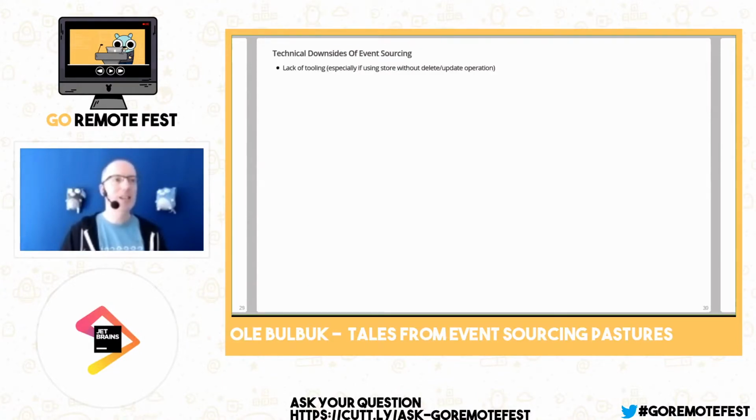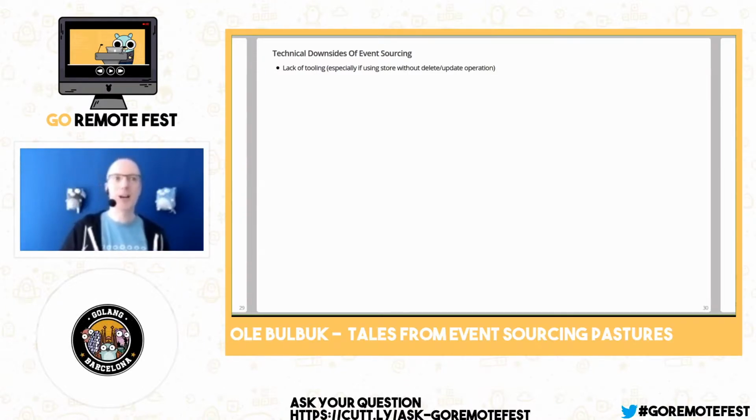So there is not that much tooling available, especially in the Go world. I think .NET and Java have more tooling for event sourcing and so on, but in the Go world, there is not much going on, and especially if you have a store like Kafka without delete and update operations, this can be really bad. We will see this later.